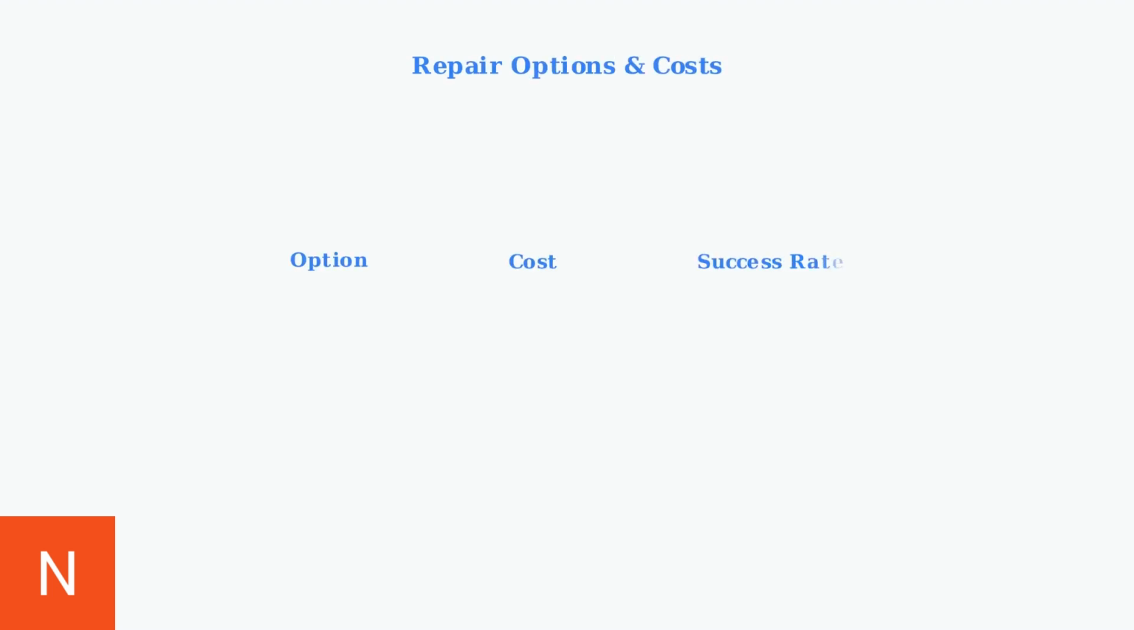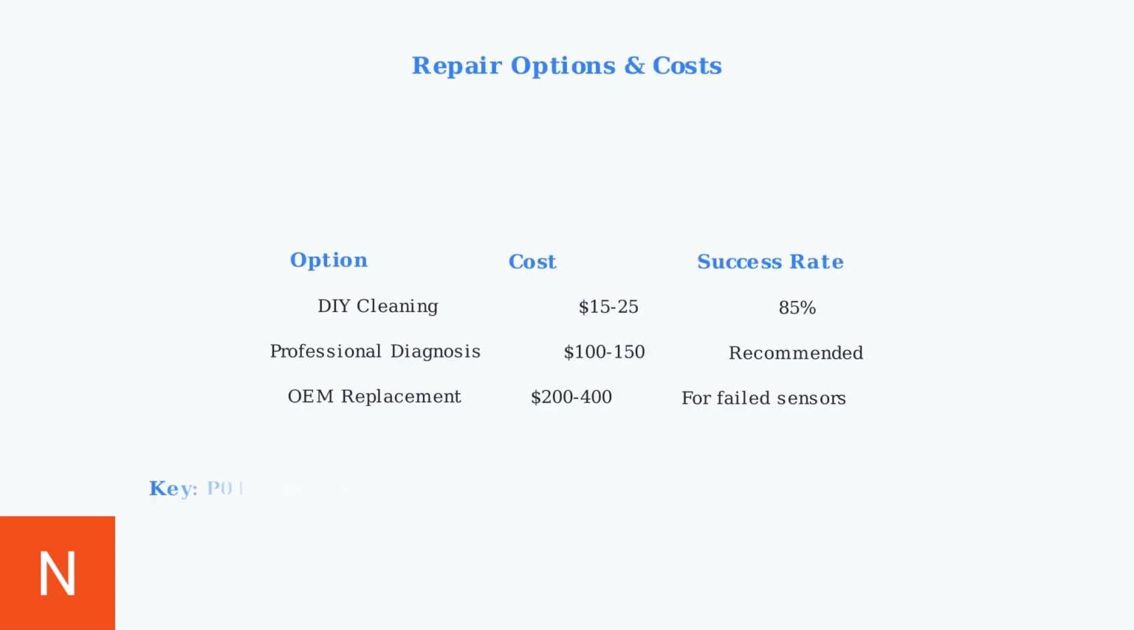Consider the cost-effectiveness of different repair options. DIY cleaning costs $15 to $25 with high success rates. OEM replacement costs $200 to $400, but may be necessary for failed sensors. Professional diagnosis is recommended for intermittent codes.